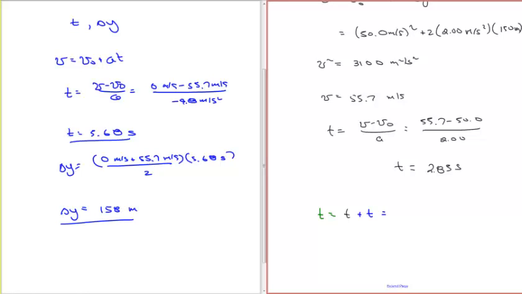And so that's equal to 5.68, which is the blue time. What was the other one? Oh, it's right here, 2.85. So we have 2.85 seconds plus 5.68 seconds. And so the total time is the sum of those two. 5.68 plus 2.85, that's 8.53. Make sure I did that right.